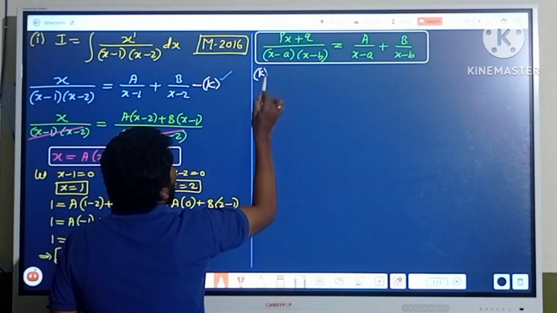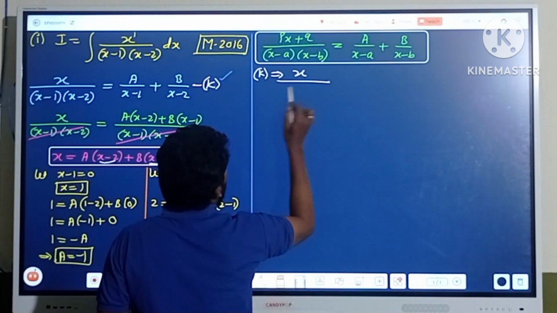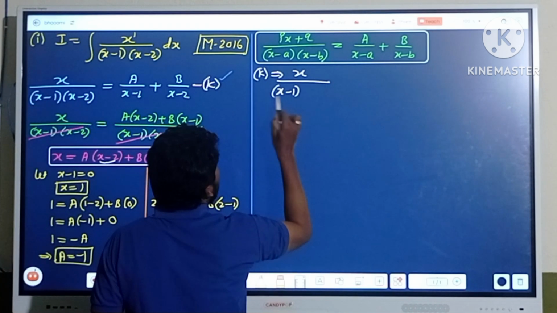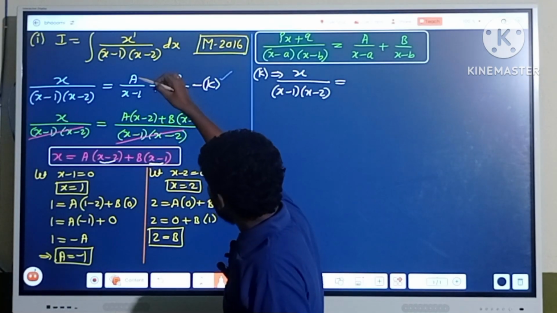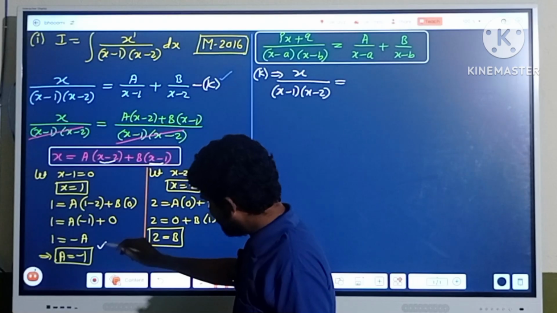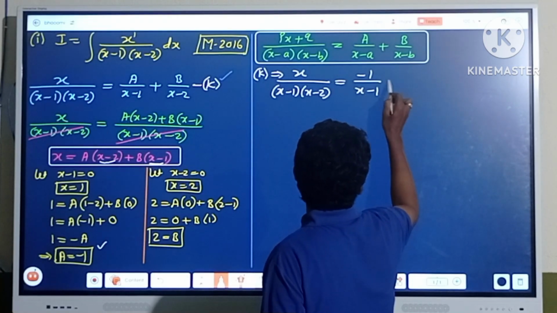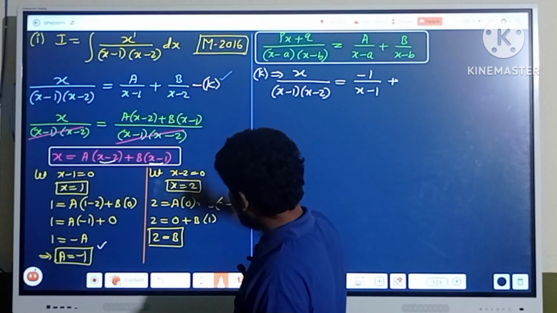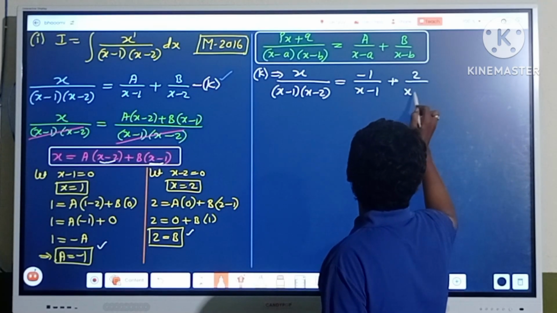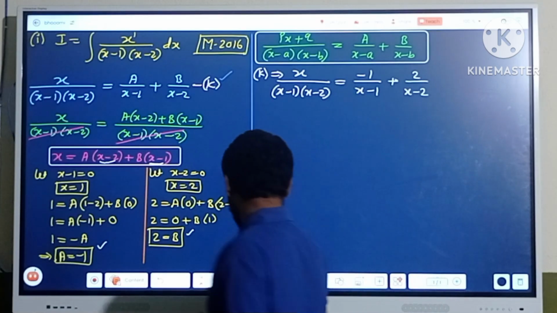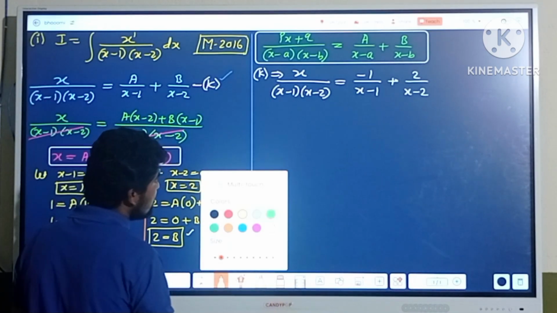Here, LHS as it is x divided by x minus 1 into x minus 2, which equals a divided by x minus 1. Value of a is minus 1, therefore minus 1 divided by x minus 1 plus b by x minus 2. Value of b is 2, therefore 2 divided by x minus 2. I hope all of you are understanding. After substituting the values of a and b, what next?